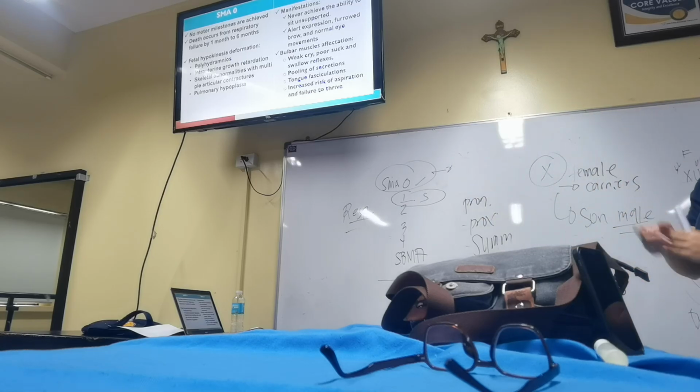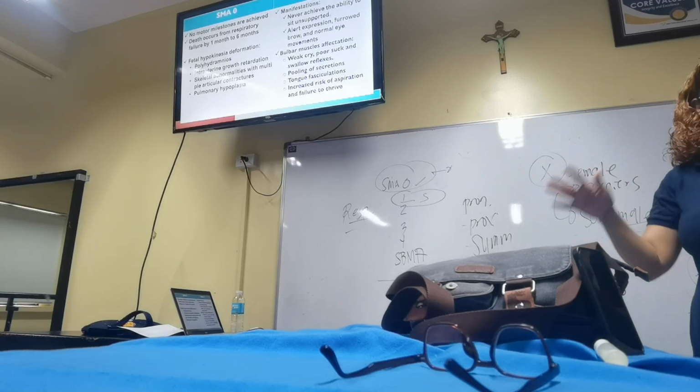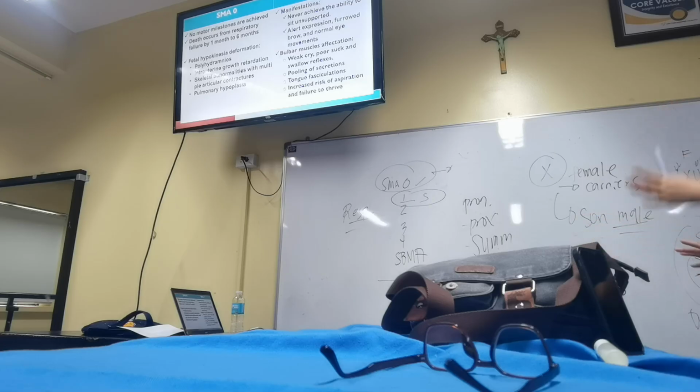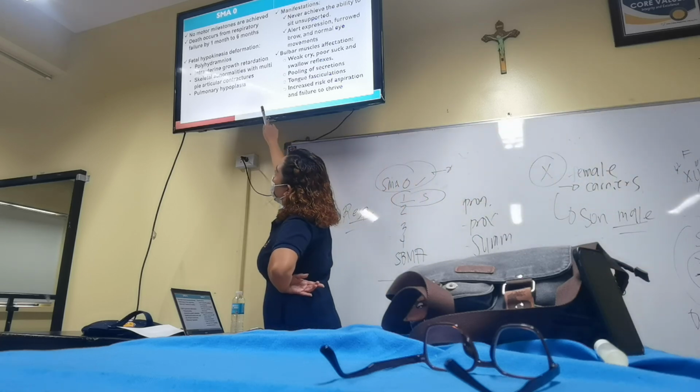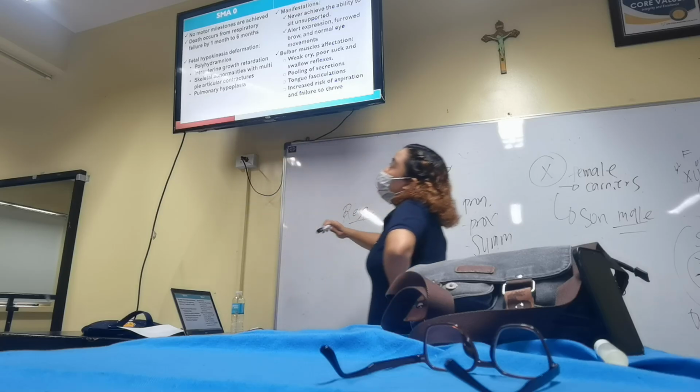Eyes on the screen for SMA 0. So, can the patient reach a milestone? No. Is that clear? Then usually, after 1 month to 6 months, they will just die. So, alright, they are in the NICU. The ventilator will support them, the machine will support them. What else? These are the signs and symptoms that you can see on the patient.